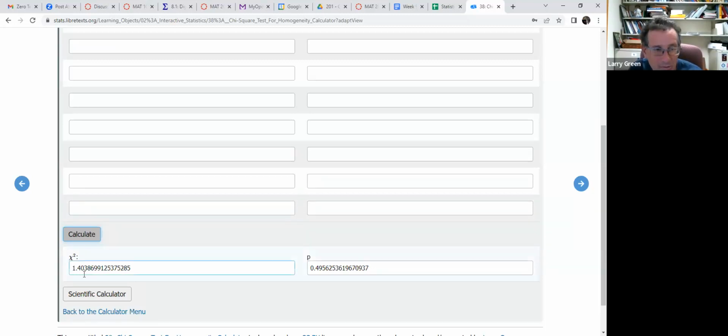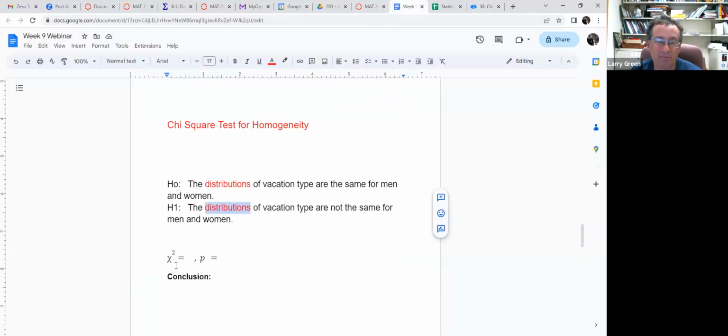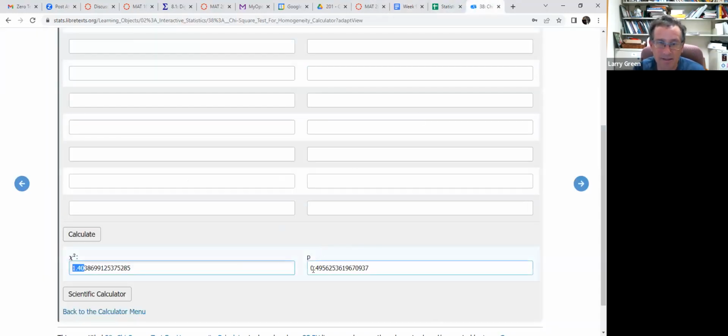And we have our chi-squared. And as I mentioned today, in this chapter, everything is chi-squared. Okay, they're different tests, but it's the same test statistic. It's chi-squared, or at least the same name. So 1.40 maybe. And the p-value was 0.496.